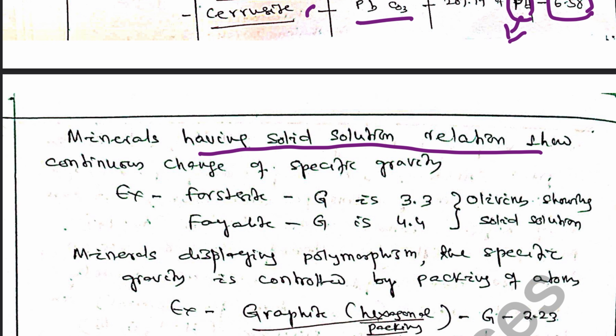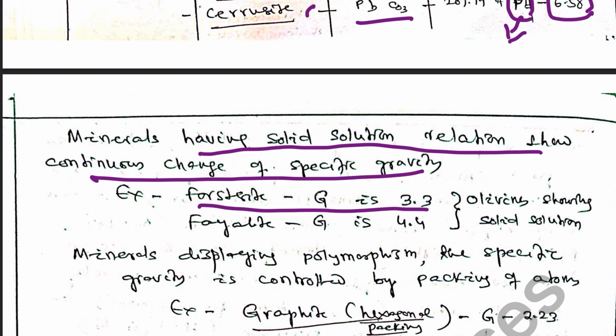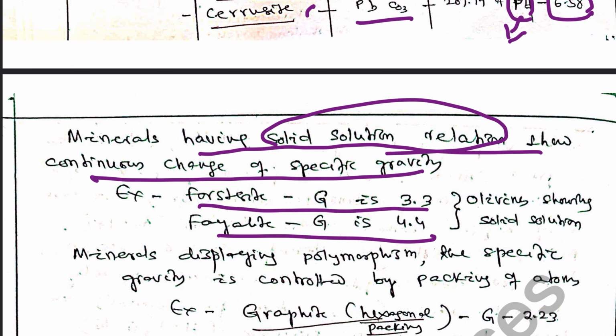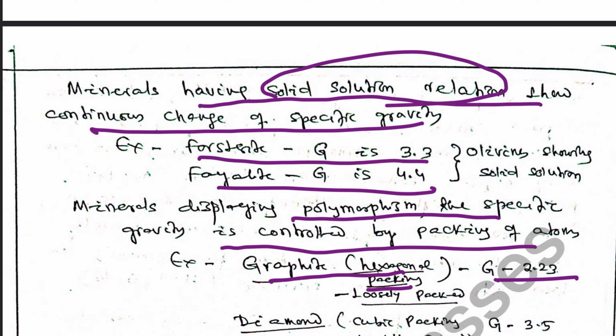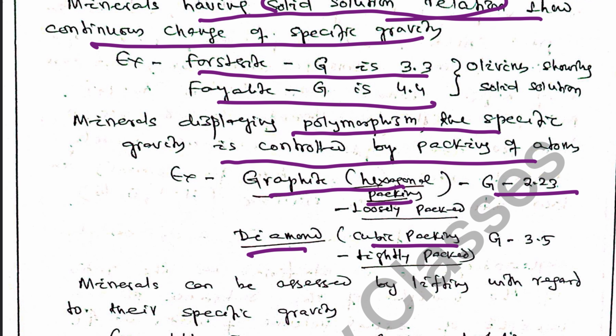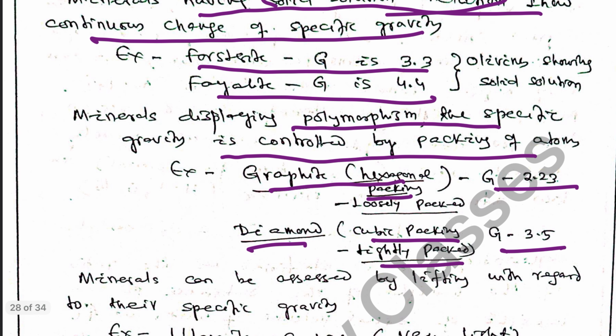Minerals having solid solution relations show continuous change of specific gravity. For example, forsterite is 3.3, but fayalite is 4.4. They form the olivine group of minerals linked through solid solution type of reaction. For minerals displaying polymorphism, specific gravity is controlled by the packing of atoms. For example, graphite has hexagonal packing, low packing, and specific gravity 2.23. But diamond has cubic packing, tightly packed, and specific gravity becomes 3.5.